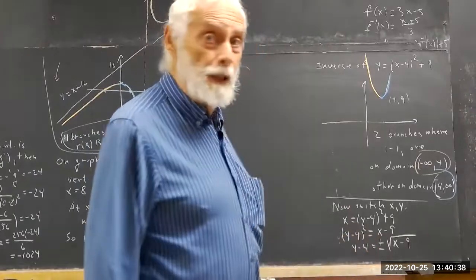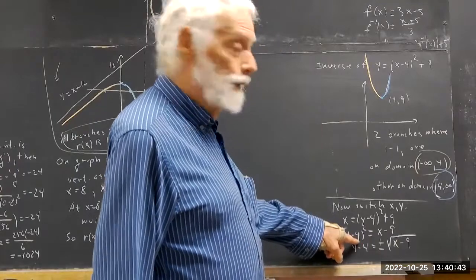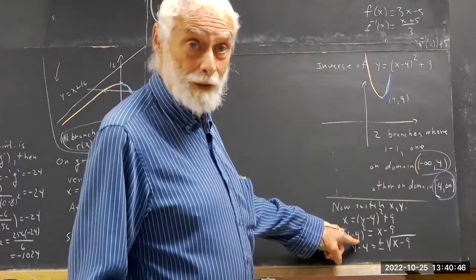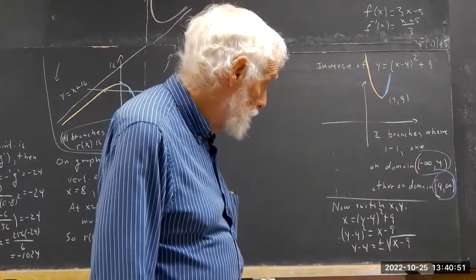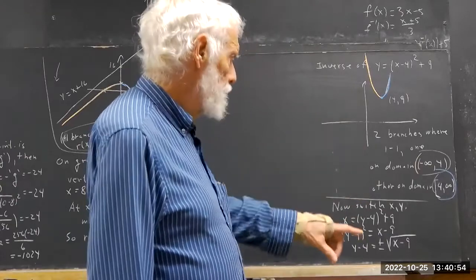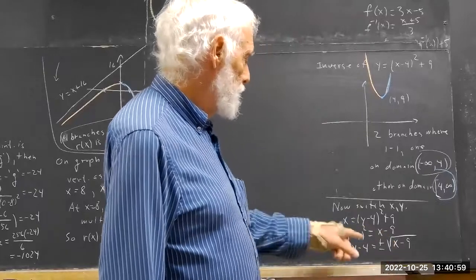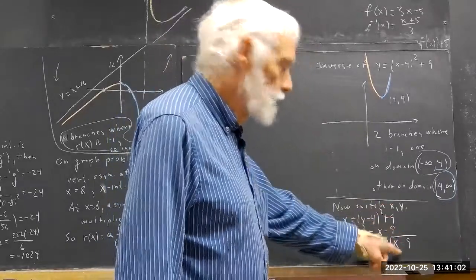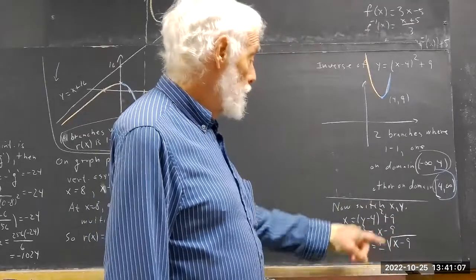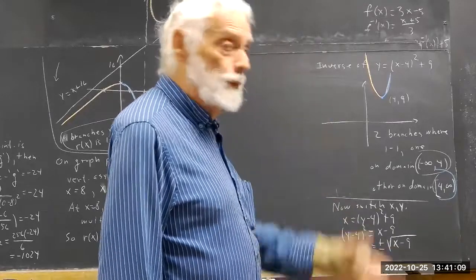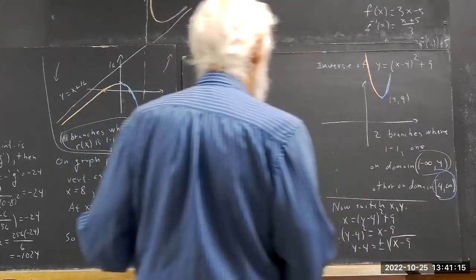Okay, why the plus or minus? Well, because the square of a negative is the same as the square of a positive, right? The square root of a negative is not positive; the square root of a positive is positive. The square of a positive is positive. So if we square the plus square root of x minus 9, we get x minus 9. Square the negative square root of x minus 9, we get x minus 9. Either way.